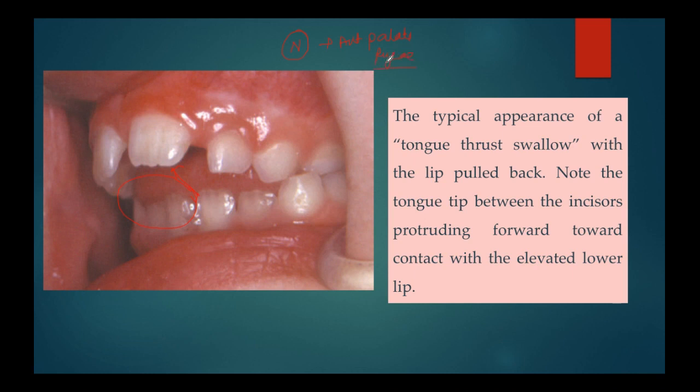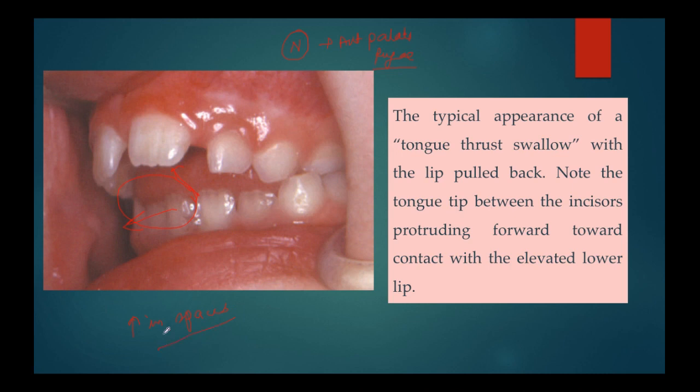But during this tongue thrust swallow, instead of the rugae area, the tongue comes forward and contacts the lower incisors. Due to this, the tongue will start pushing the lower incisors ahead, due to which there will be spacing in the lower incisors and also in the upper incisors. So we also ask, what is the classical sign of tongue thrust swallow? It is always an increase in spaces.